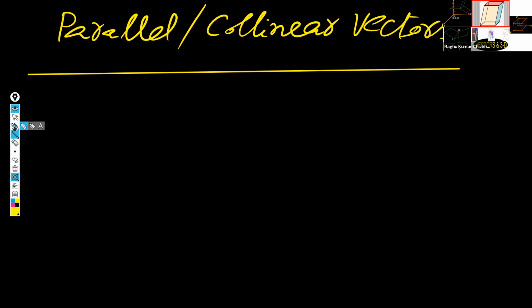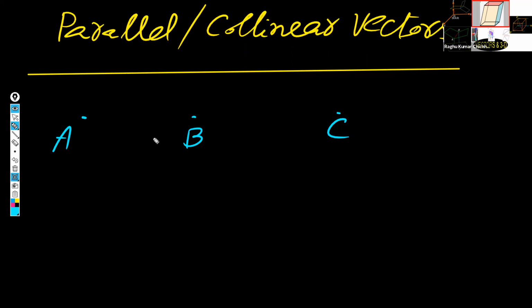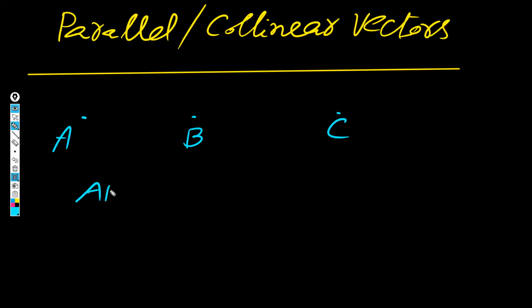If 3 points are collinear, then, if you remember well, in two-dimensional geometry, if you want to check whether 3 points are collinear or not, how do you proceed, please? A, B, C are 3 points given. Kaushik, how do you prove in two-dimensional geometry that 3 points are collinear? Sir, first we need to find the slope of AB, then BC. If they are equal, then the points are collinear, sir.